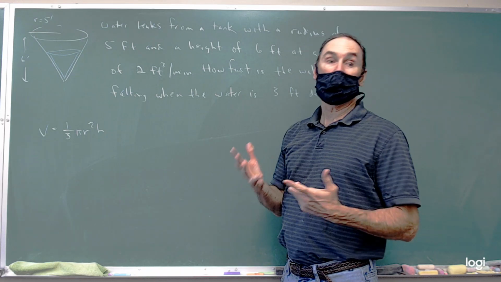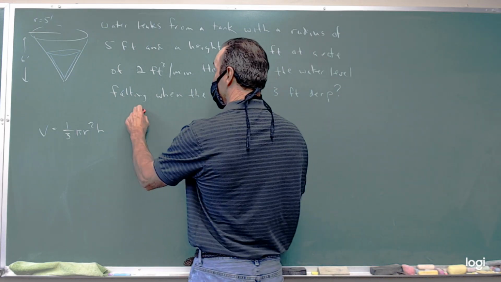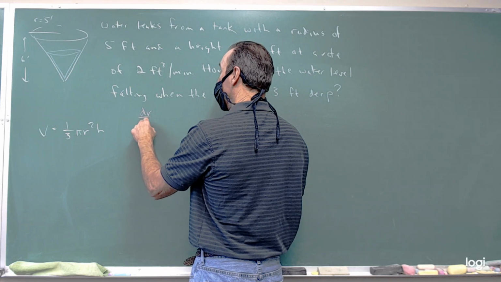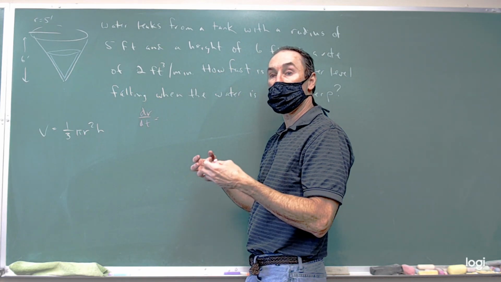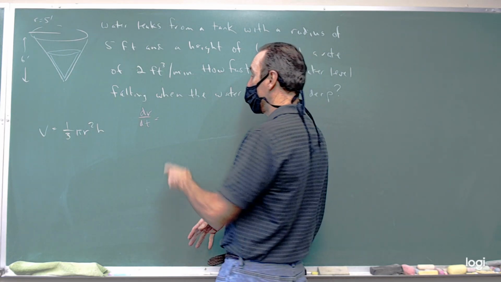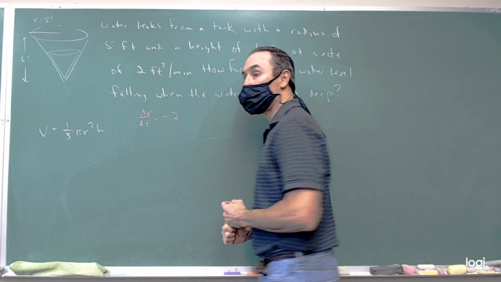Okay, so it's a rate of change. So that means it's a derivative. And so that means dV/dt. And because it's leaking out of there, that's making the volume of the water in the tank decrease. So we're going to call that a -2.